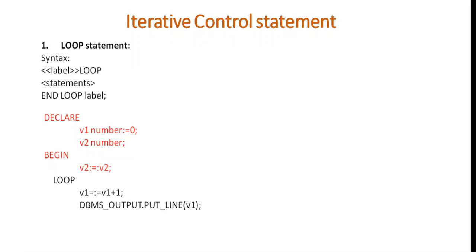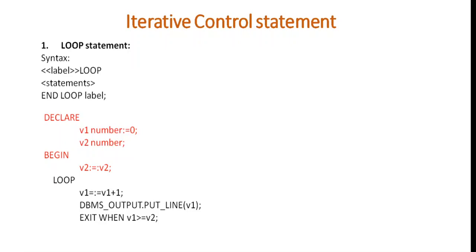Now we already know that dbms_output is a built-in package in Oracle, and put_line is a method which is stored in the dbms_output package, and it is used to display a user-defined message, or to display the values of a variable on the screen. And then we have used the keyword exit when, which means we are executing this particular loop until v1 is greater than or equal to v2.